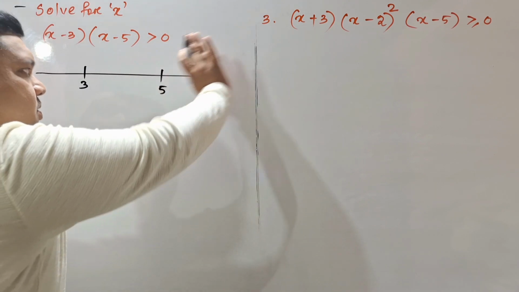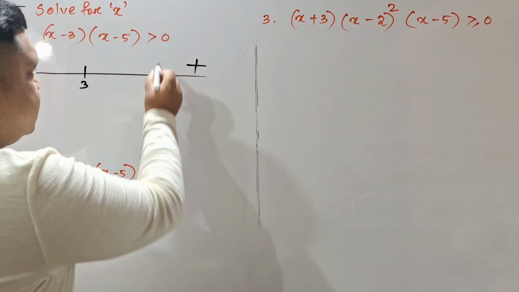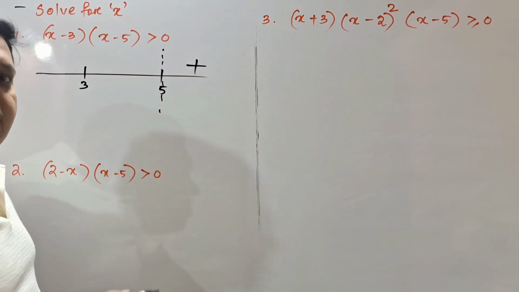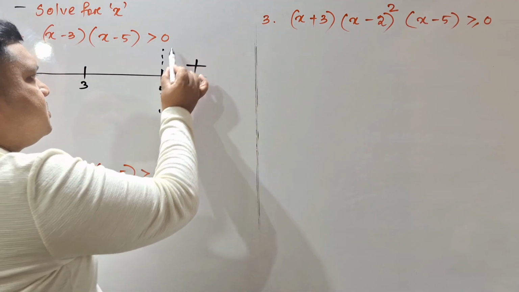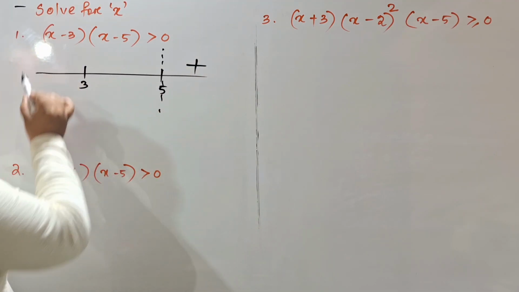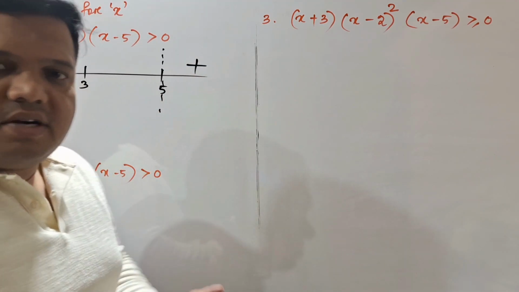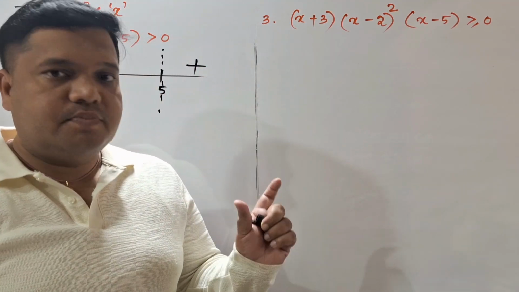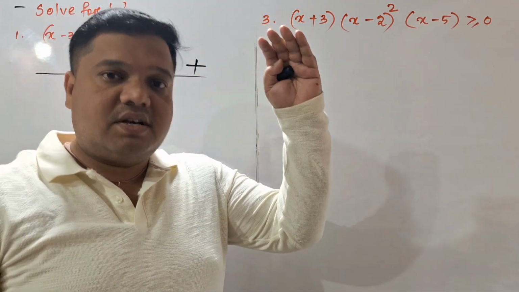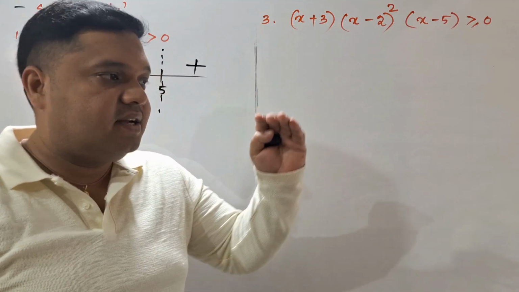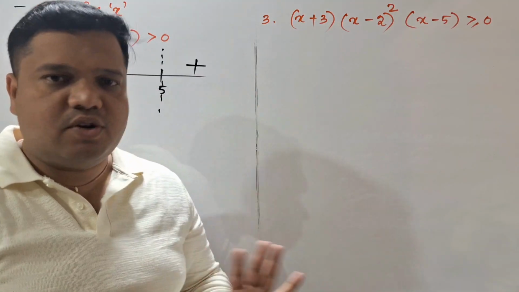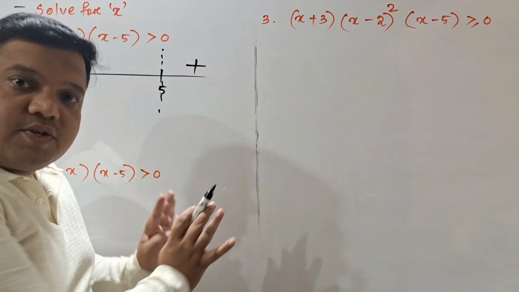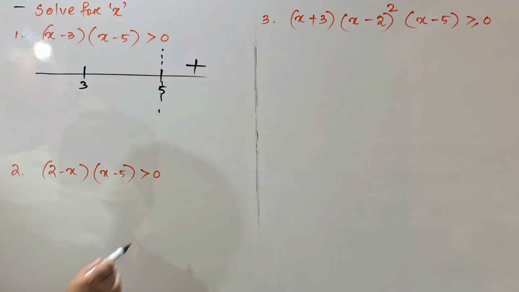Close your eyes and write positive in this region. Actually this is called the wavy curve method. Plus means in this way, minus means in this way you have to write. This is called the wavy curve method, but I don't mention that plus indicates positive polarity and minus means negative polarity. Okay, now this is plus.